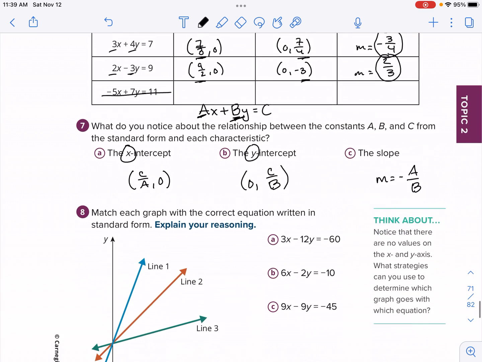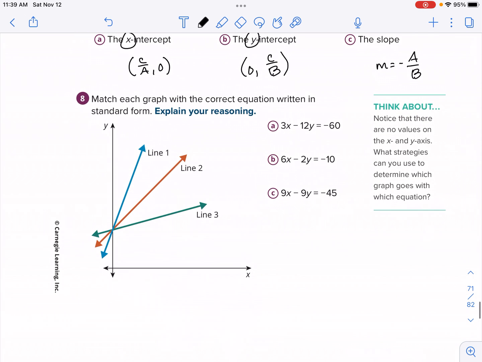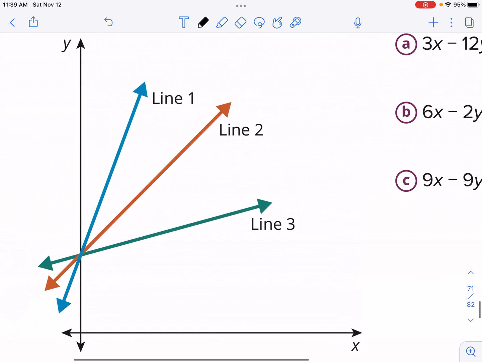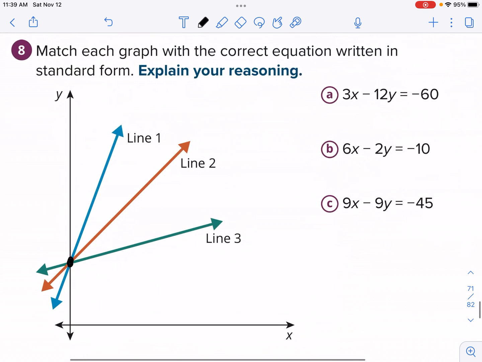Okay, all right. So we're going to use that understanding to help us with the slope for number 8. To match each graph with the correct equation written in standard form. So they all have the same thing in common. They all have the same y-intercept. But let's look at which one is which by looking at the slope.